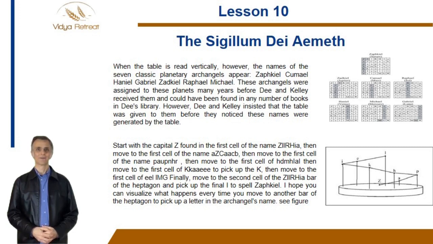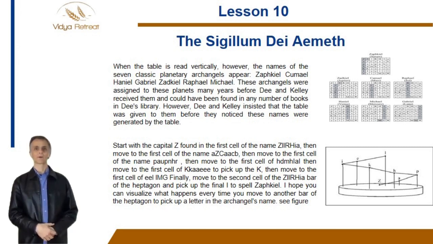These archangels were assigned to these planets many years before Dee and Kelley received them, and could have been found in any number of books in Dee's library. However, Dee and Kelley insisted that the table was given to them before they noticed these names were generated by the table.